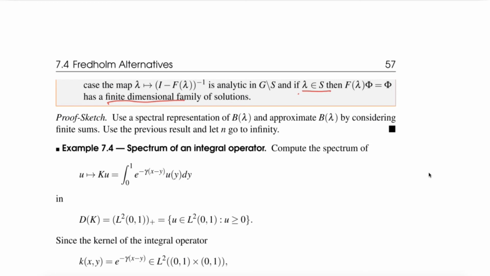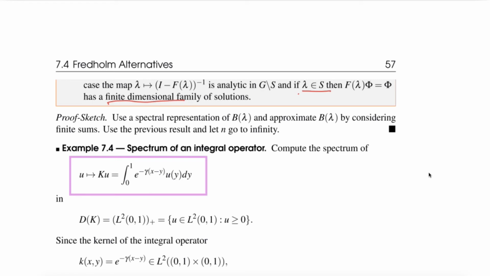But here's a great example. Let's apply this to the spectrum of an integral operator. So compute the spectrum of the map u maps to Ku, which is the integral from 0 to 1, e to the minus gamma x minus y, u of y dy.